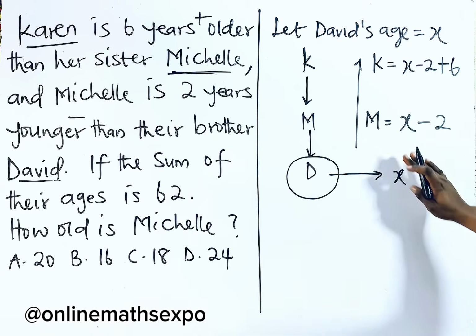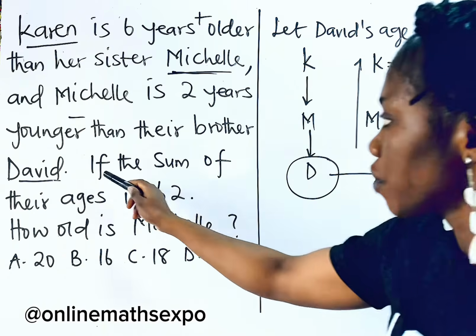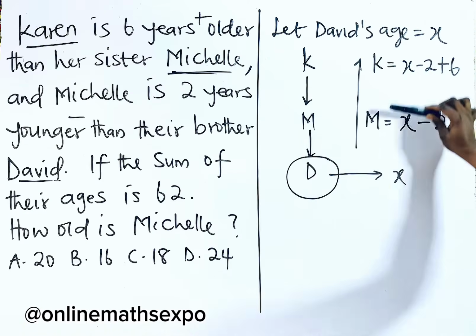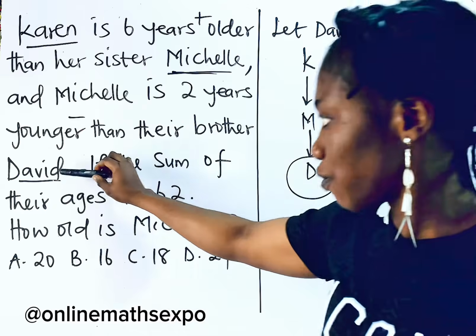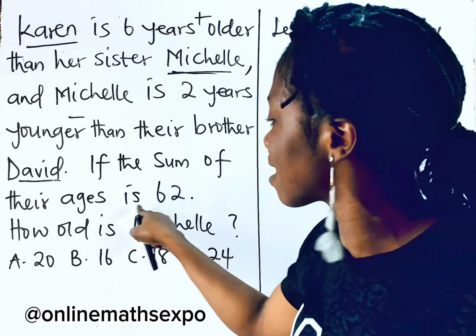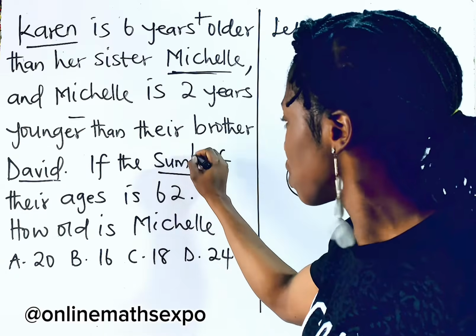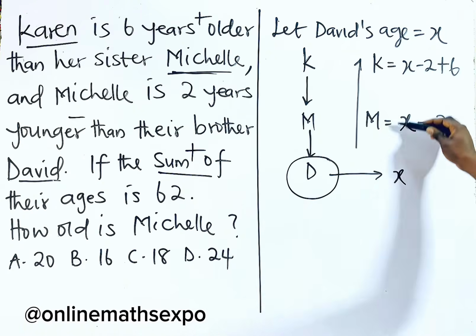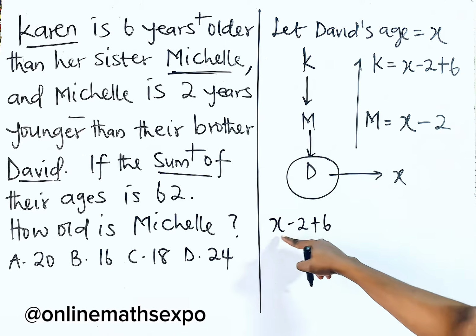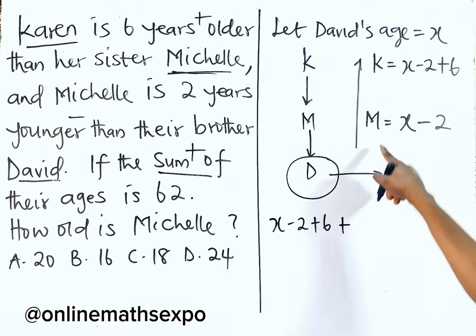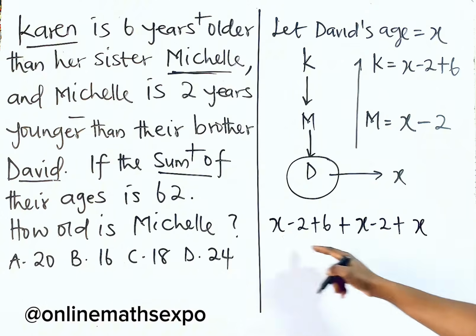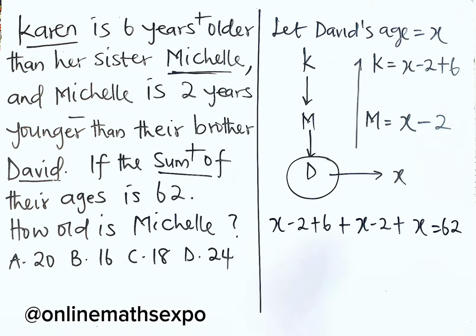So to bring this together, because the question went further to say the sum of their ages, we've been able to interpret the above statement, representing it mathematically. Remember, we started from the least to the highest. So we also have it that the sum of their ages is 62. When you hear sum, it means to add. So we're going to add these three ages. For Karen, we have x minus 2 plus 6, representing Karen's age, plus Mitchell's age, which is x minus 2, and David's age is x. So when you add these three, it gives you 62.